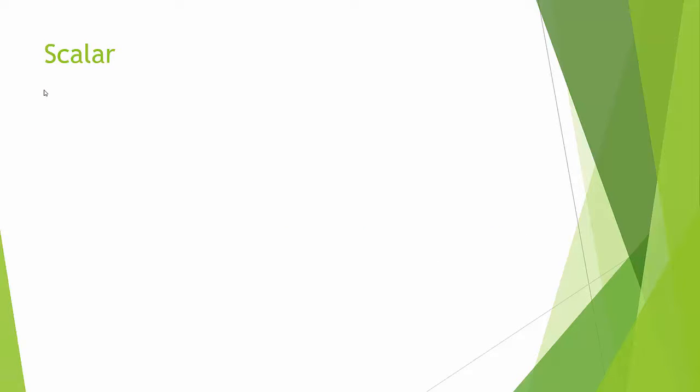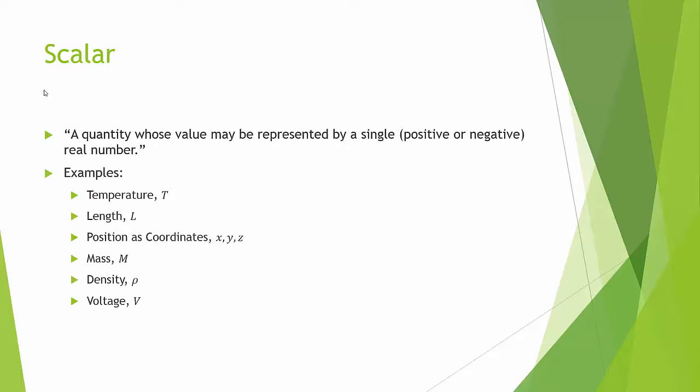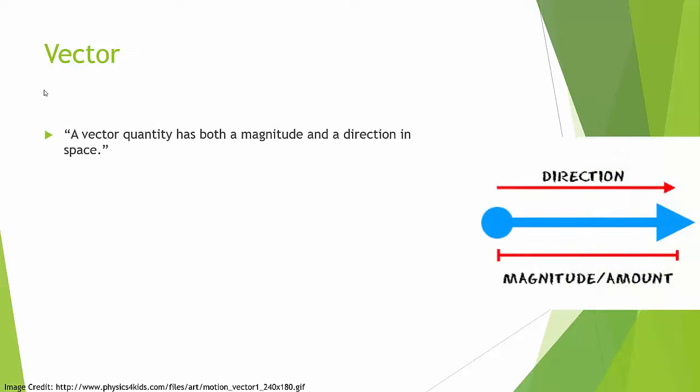So a scalar, by the book's definition, is a quantity whose value may be represented by a single positive or negative real number. Some examples of these include temperature, length, and mass. A vector, on the other hand, is a quantity that has both a magnitude and a direction. So typically this is represented by an arrow. It has some magnitude to it, and it's going in some direction in space. Some examples of this are force, velocity, and acceleration.